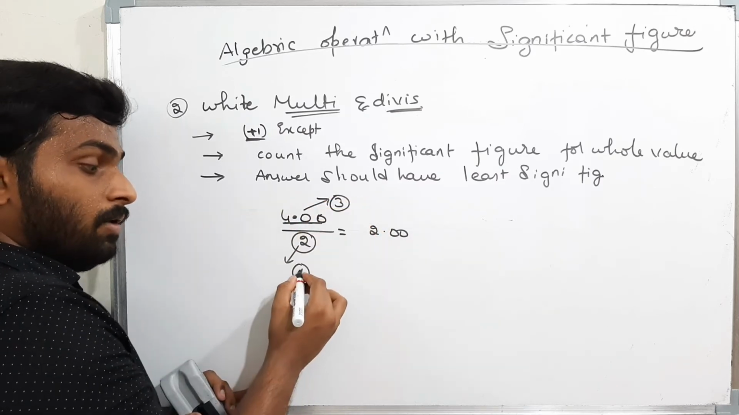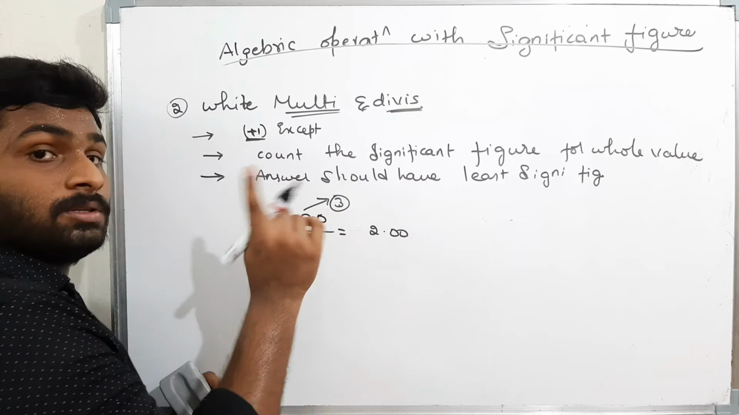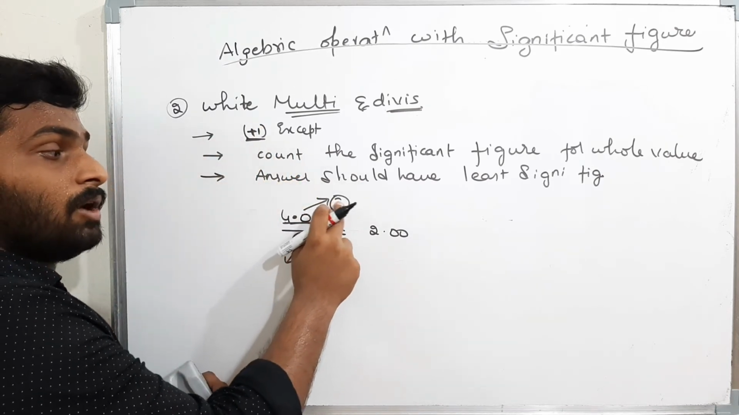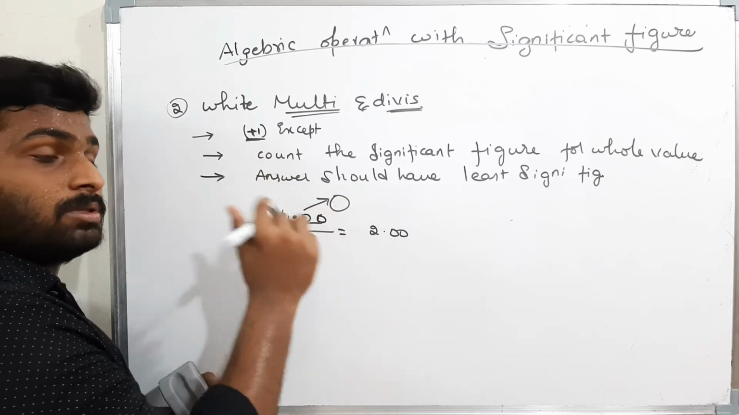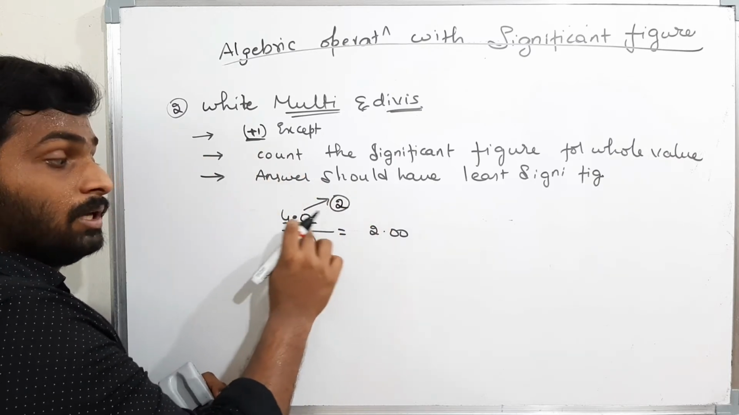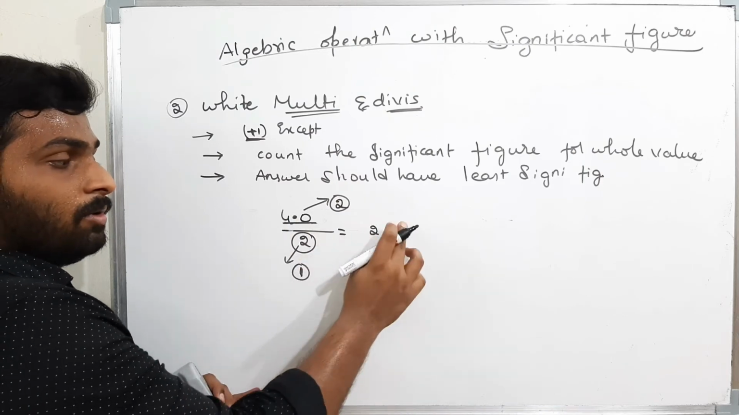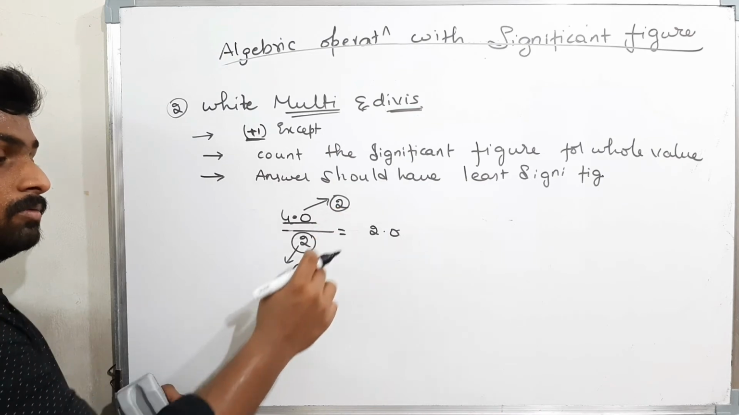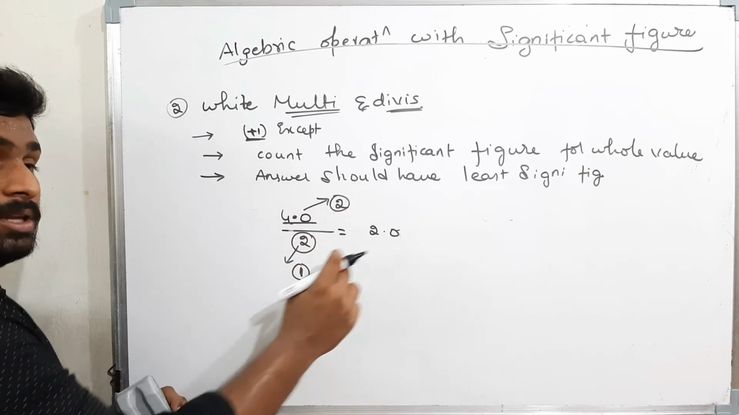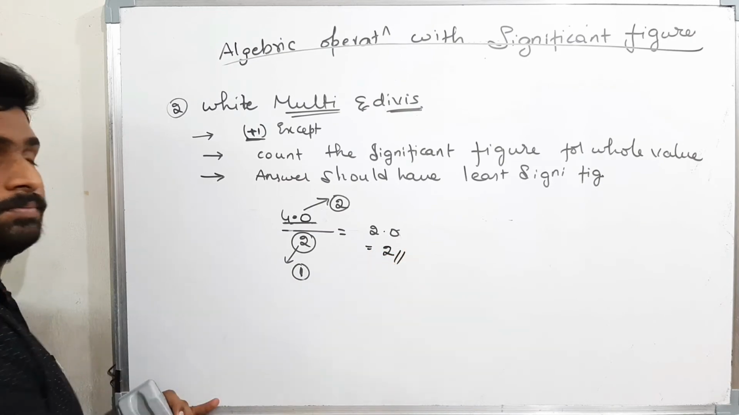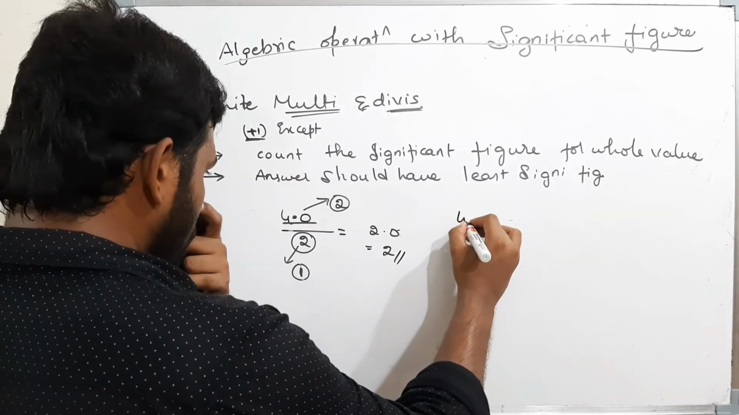3. The least is 1 and the other is 3, which is not acceptable because plus 1 is only acceptable. Therefore, first I have to convert this one to 2 significant figures. How can I convert? Remove one 0. Now it becomes 2 significant figures. Now divide it. How much did you get? 2.0. Now which is having the least, 1 or 2? 1 is having the least. Therefore, the answer also should have the same significant figures as the least. Therefore, the answer is 2.